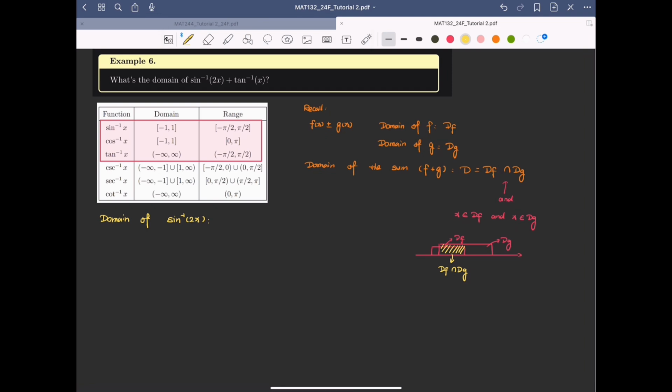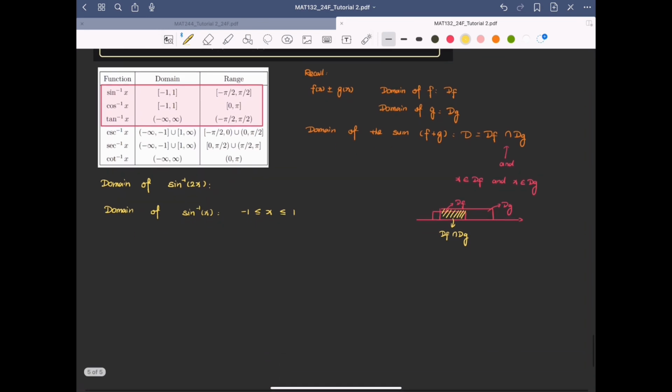I know from this table, which I told you, you need to know this, that if I have sine inverse of x, not 2x, my domain is negative 1 to 1. So the domain of sine inverse of x is negative 1 less than or equal to x, which is less than or equal to 1.